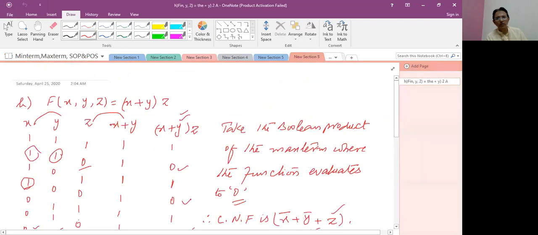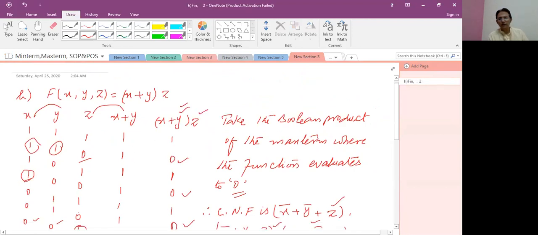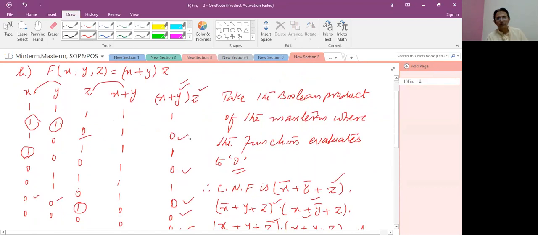So the next application is when we find the Boolean product and the function f of x, y, z equals x plus y into z. We will make 3 columns. Then first we determine x plus y, we add both columns, and multiply by z for the next column, the fifth column, and find the answer. After finding the answer, we consider only the zeros, because if you find the Boolean product of the Maxterm, the function evaluates to 0.